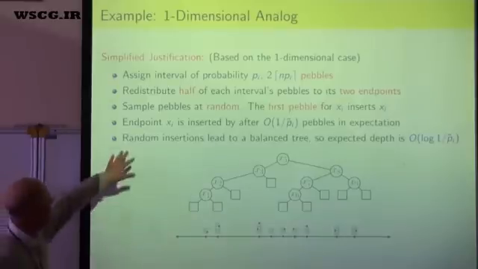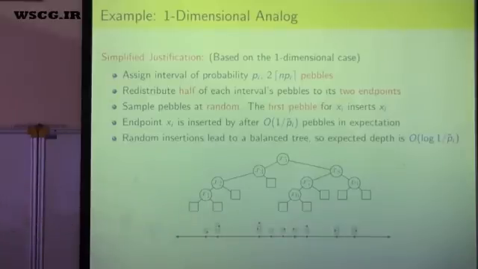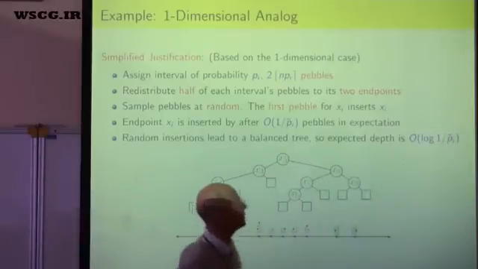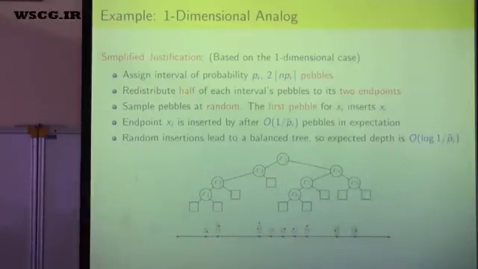So a random insertion leads to a balanced tree, so the expected depth is going to be exactly what you desire. And like I said, this was the term that showed up in the entropy bound. So if I can achieve this bound, then I will actually achieve the entropy bound.